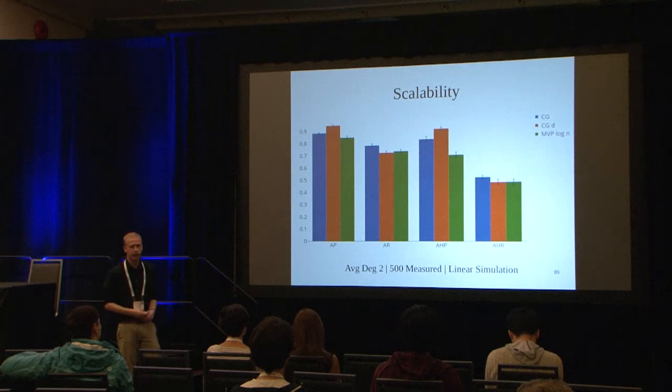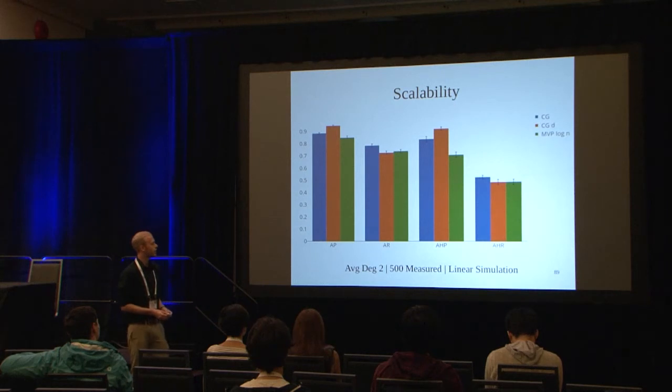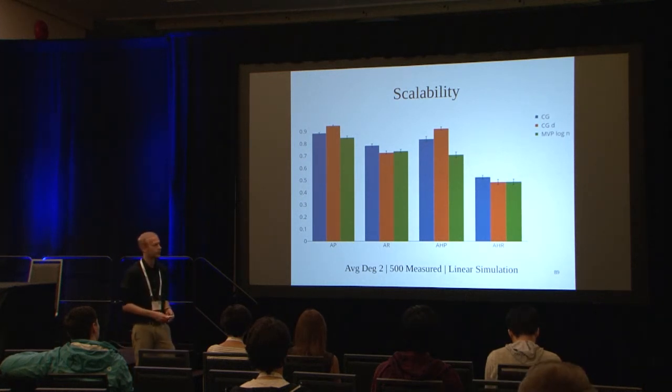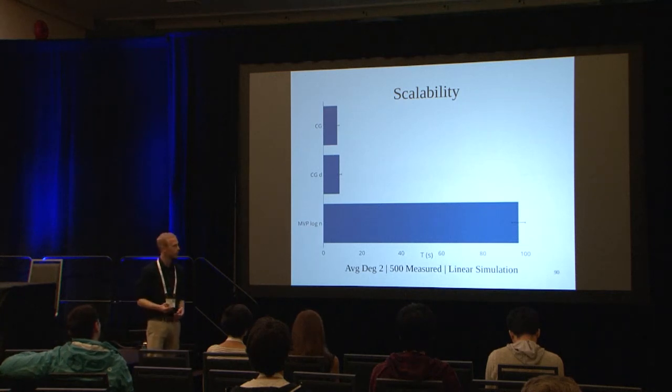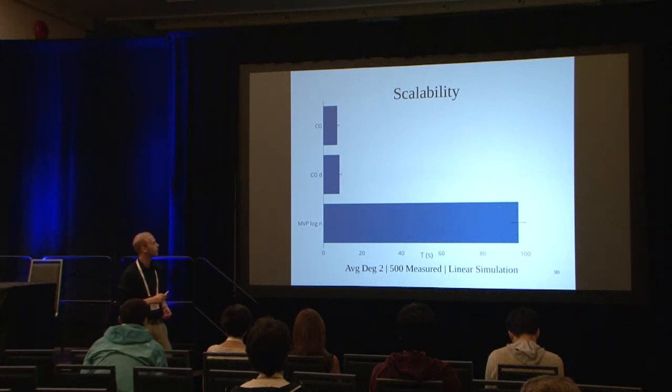So I also wanted to look at how they scale up. So here, I simulated a network with 500 measured variables, with average degree 2, and compared them. In this case, since it's the linear simulation, we see conditional Gaussian and its discretized variant doing a little bit better, but MVP still does pretty well. And in terms of how long this took, for a network of 500 variables, it took conditional Gaussian and its discrete variant under 10 seconds. And MVP log n took about 1.5 minutes. So these are pretty highly scalable algorithms, and they seem to perform pretty well on the tests we've run.